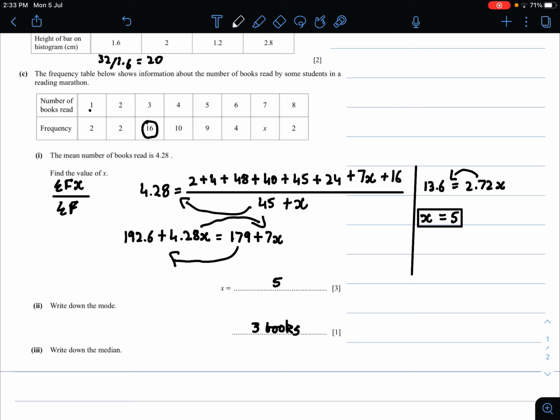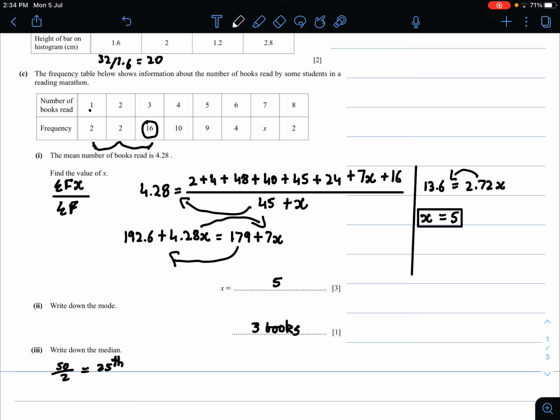Write down the median. So median is the middle number. Now there are 50 numbers. So you're not going to sit down and make a list of those 50 numbers. All you need to do is find the position of the number. So that would be 50 divided by 2, which is the 25th position, because it's the middle number. So how you would do that is, you would take a cumulative frequency, so you would keep adding the frequencies until you get to a point where the number is more than 25.